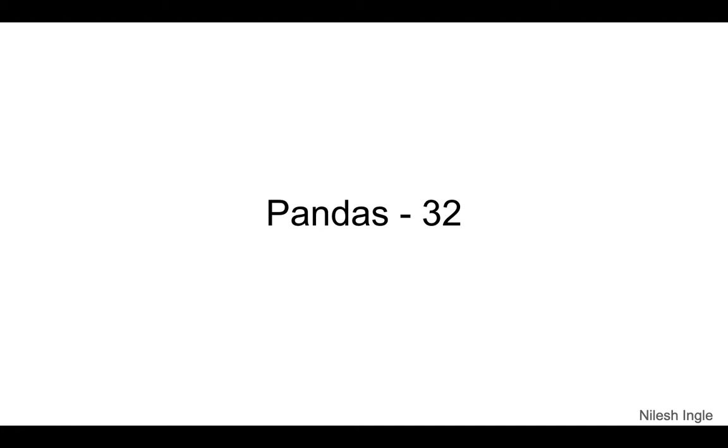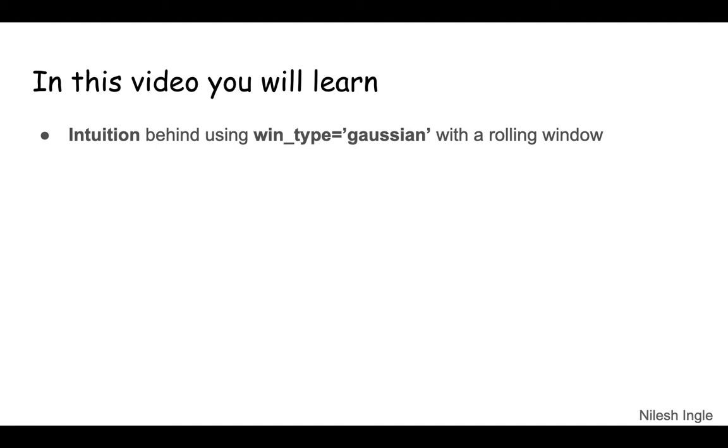I'm Nilesh, and in this video we are going to continue to learn about pandas. In the previous video we looked at the overall intuition and implementation of how win_type works with the rolling function, and how we can use methods such as boxcar, Gaussian and exponential to calculate rolling averages and rolling sums. In this video we'll go into much more detail about the win_type Gaussian. We'll look at the intuition behind it, and we'll look at hands-on code to manually calculate the values for the weights.